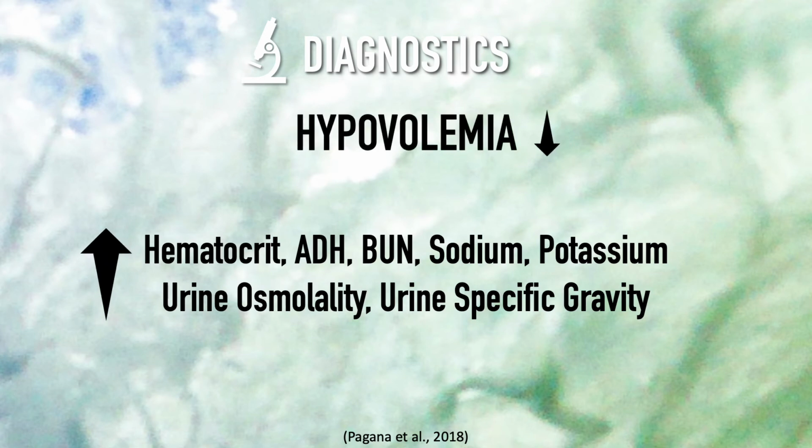In contrast, in hypovolemia, our fluids will be concentrated because we don't have enough water. Therefore, we will see an increase in our lab values. You may see some of the following lab values increase: hematocrit, ADH, BUN, sodium, potassium, urine osmolality, and urine-specific gravity.